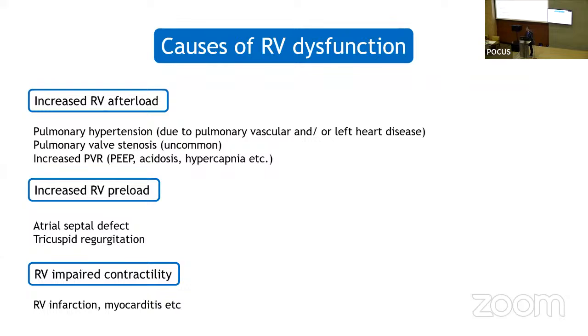And there are direct causes of reduced contractility of the right ventricle, which can happen after right ventricular infarction, myocarditis. So this also can affect directly right ventricular contractility and lead to right ventricular failure.